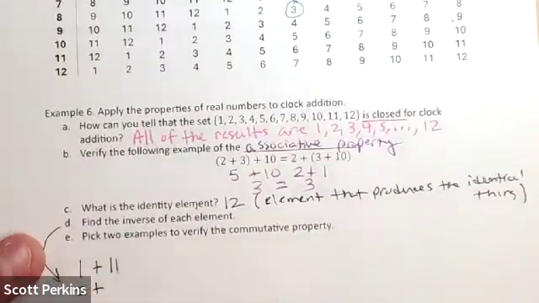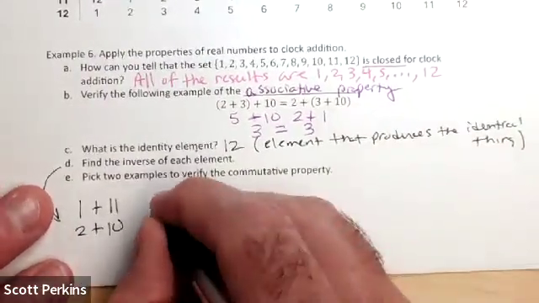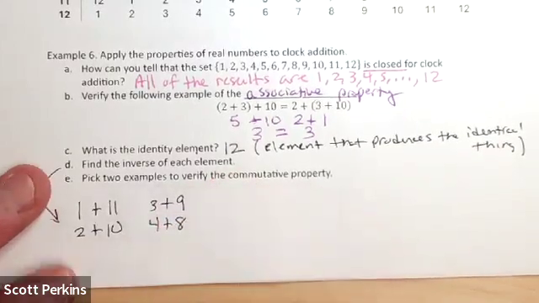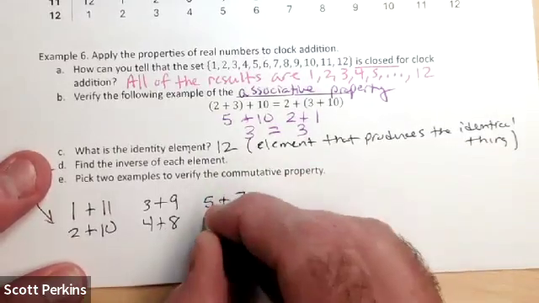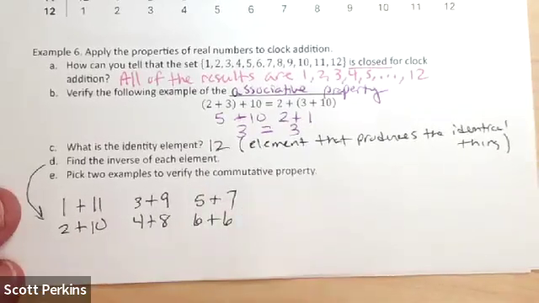2 plus what gives me the identity of 12? Well, that's going to be 10. 3 plus 9. 4 plus 8. And you can see how this is working. 5 plus 7. And then 6 plus 6. Each of those are the inverses of each other. And then very last, pick 2 examples to verify the commutative property. So let's see.